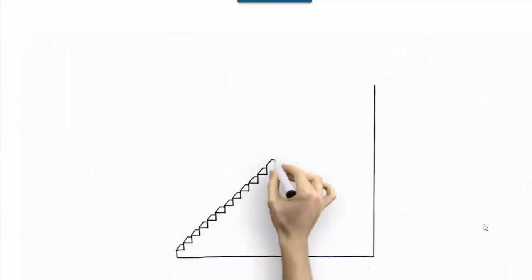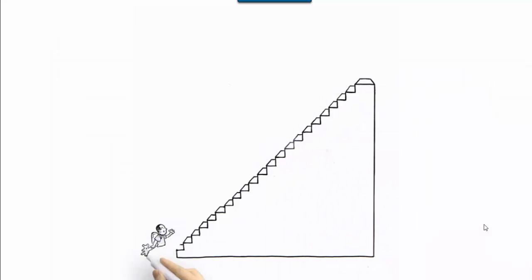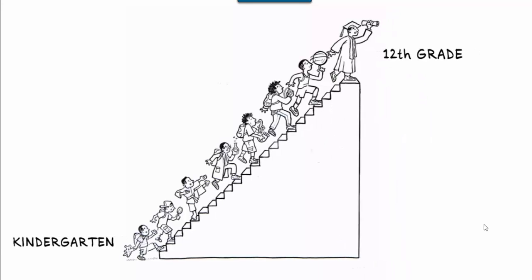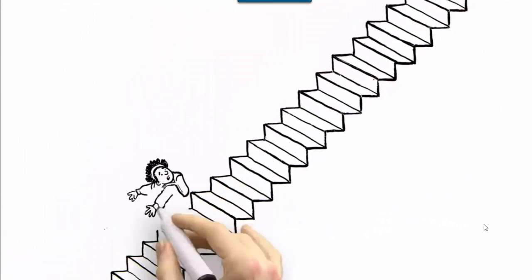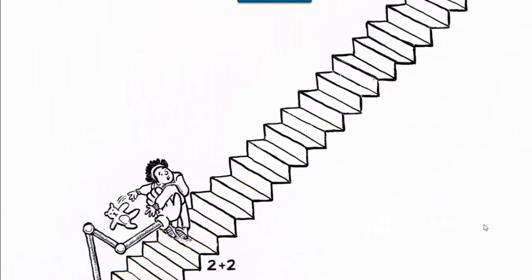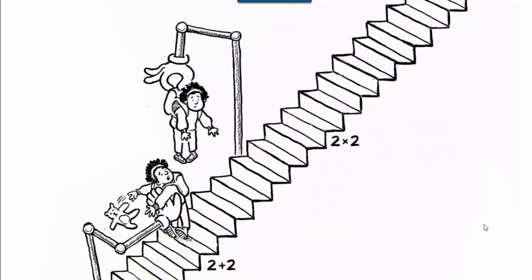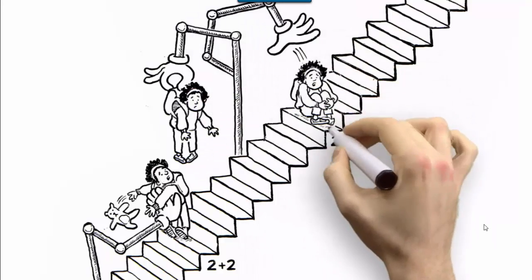Here's how it works. You can think of kindergarten through 12th grade like a giant staircase. Each step is a skill your child needs to learn before stepping up to the next one. But right now, too many kids aren't really confident with like 2 plus 2 before they have to move on to 2 times 2. We need more focus on the skills that help them move up the stairs, or they can slip up and fall behind.